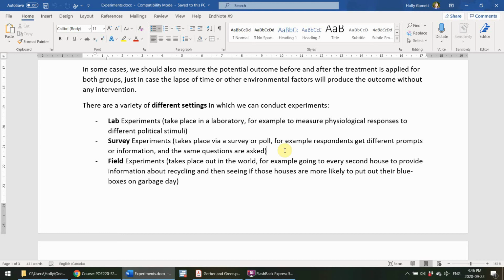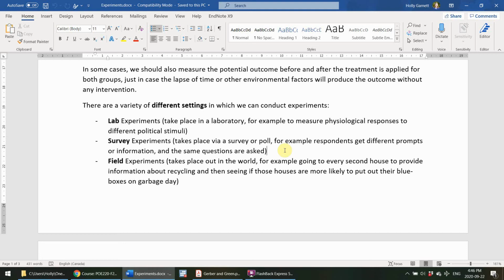So for example, maybe we were going to implement online registration in a country. We wanted to know first if it would work. We'd implement it in one area, and then the neighboring area that is very similar otherwise, we would not implement it, and then we'd compare those two areas.